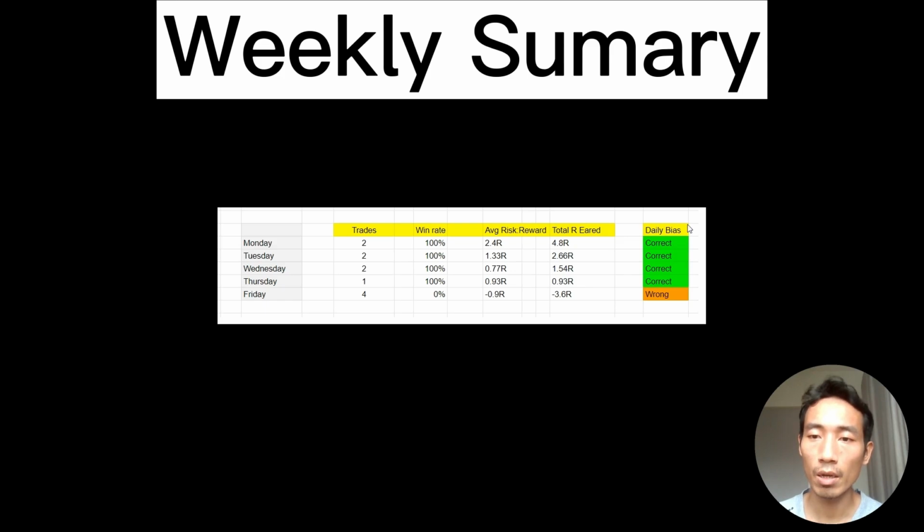So does the ICT concept work? Absolutely, 100%. But it all depends on us as traders, because if we cannot execute and we cannot follow our plan, it's unlikely to be profitable with any system, any trading model.